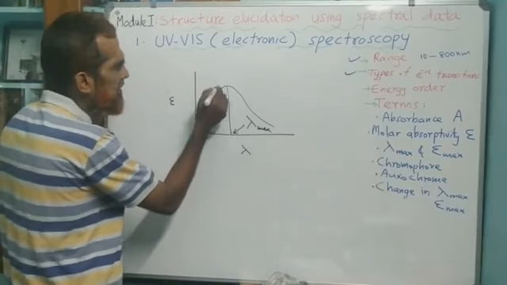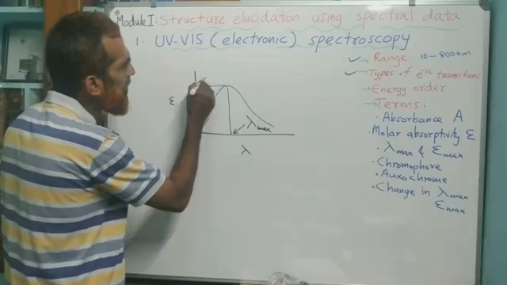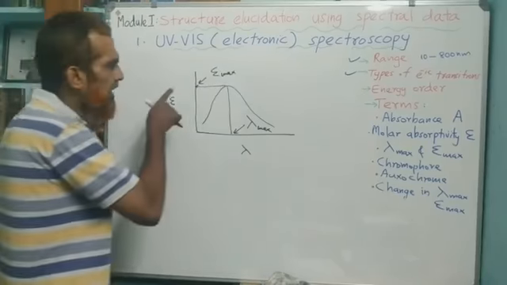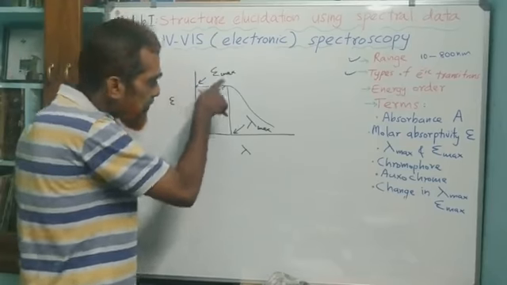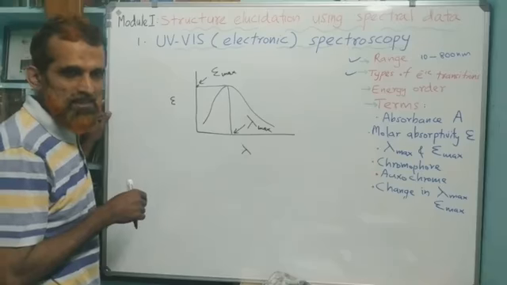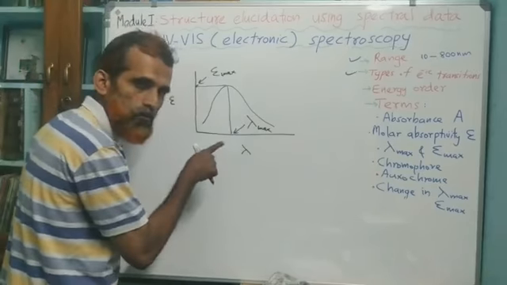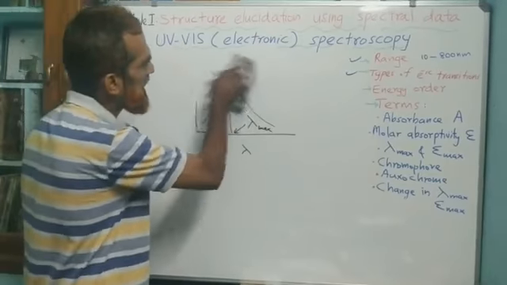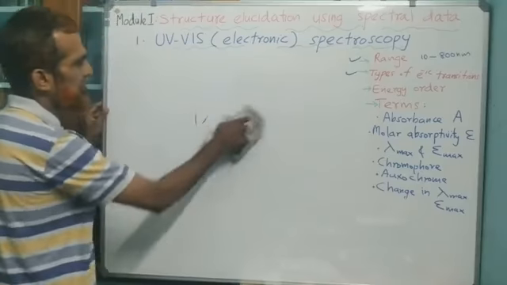Corresponding to lambda max, we can note a value here that is called epsilon max. That is the intensity corresponding to lambda max, the wavelength of maximum absorption. So these are two terms which are technically used in electronic spectroscopy or UV visible spectroscopy.